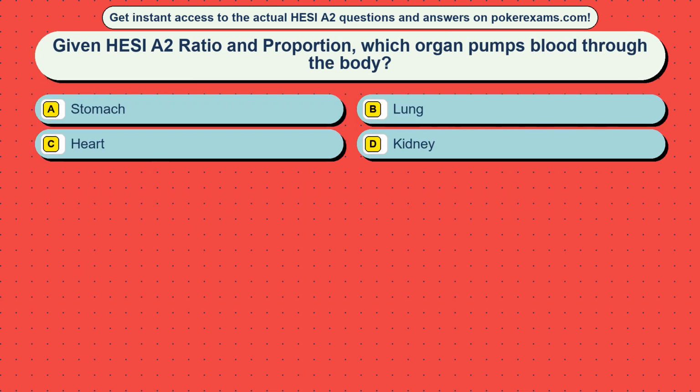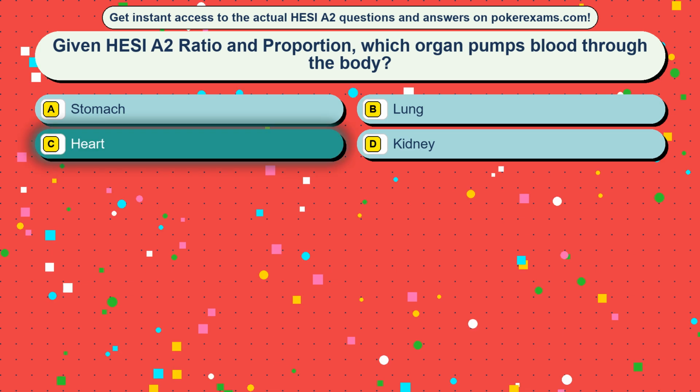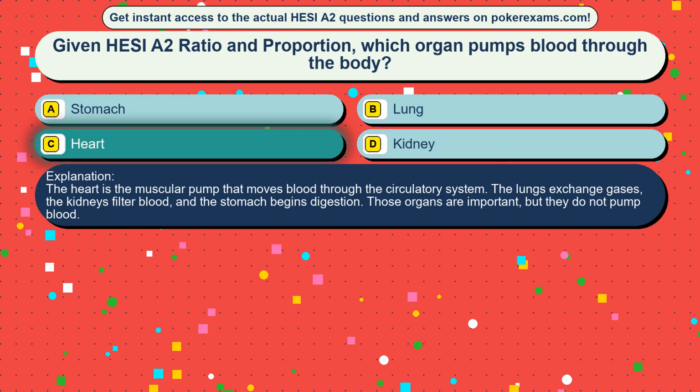Question 8. Given HESI-A2 ratio and proportion, which organ pumps blood through the body? Option A, stomach. Option B, lung. Option C, heart. Option D, kidney. The correct answer is option C, heart. The heart is the muscular pump that moves blood through the circulatory system. The lungs exchange gases, the kidneys filter blood, and the stomach begins digestion. Those organs are important, but they do not pump blood.